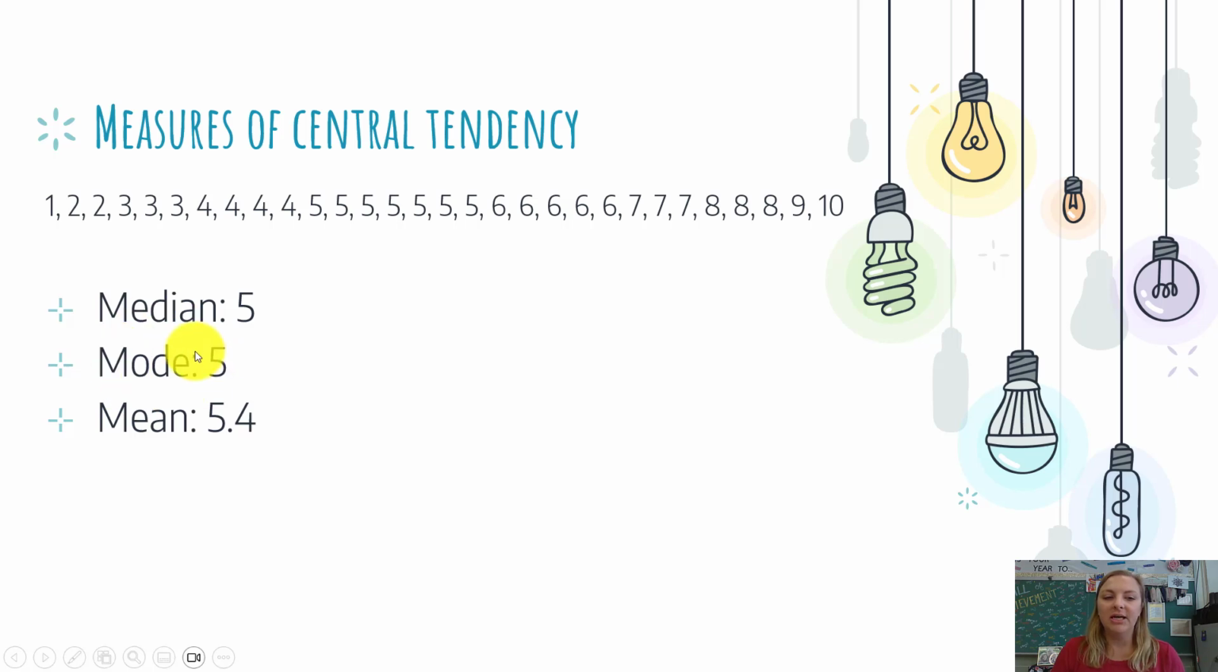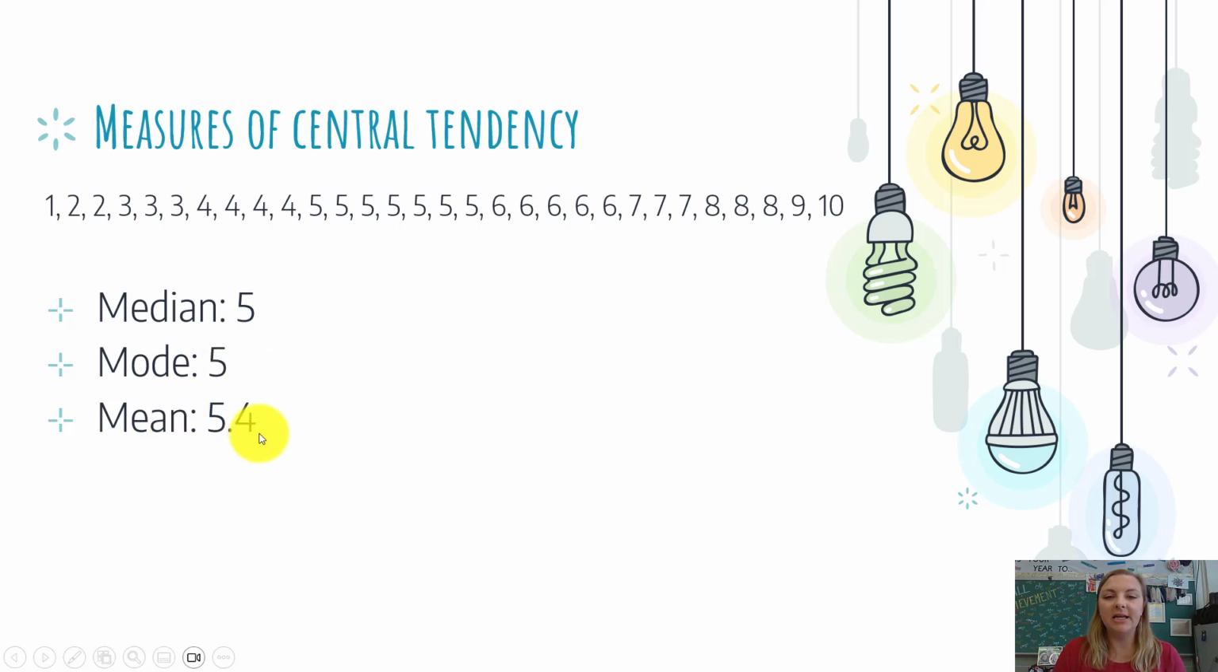Our mode is the most frequent number that is represented. So we only have one 1, so it's not going to be that. We have 2 2s, 3 3s, 4 4s. We have 7 5s. We have 5 6s, 3 7s, 3 8s, 1 9, and 1 10. So 5 is represented the most. There's 7 of them. So our mode is going to be 5.